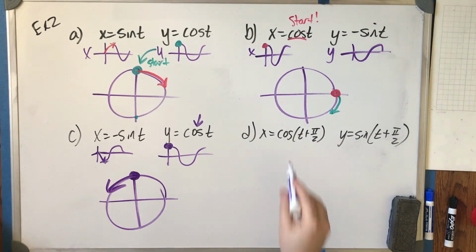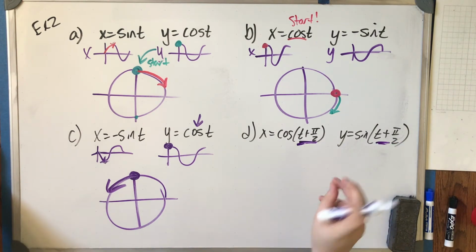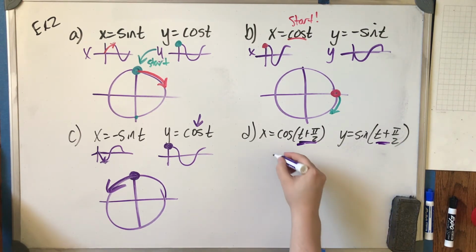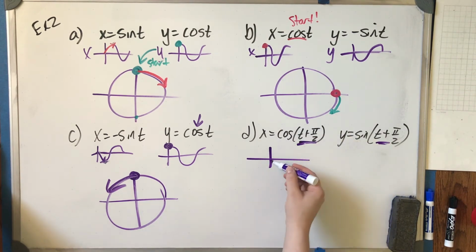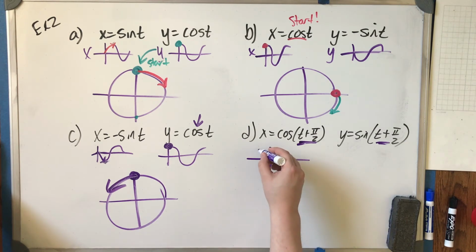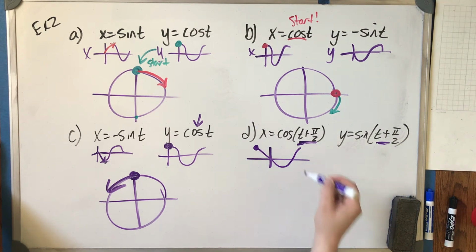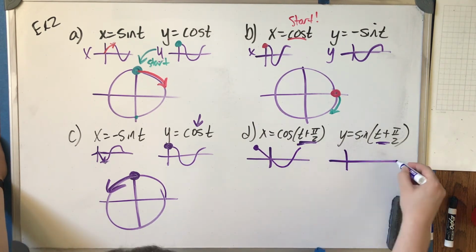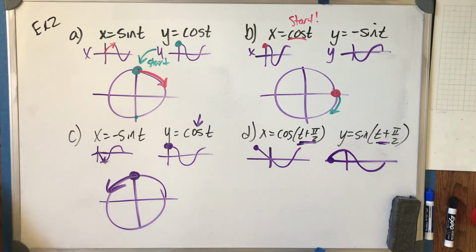These guys are a little bit trickier to figure out, to be honest with you. We don't do them super often with this addition in here, but let's just do a quick sketch of it. This pi over 2 means that I'm shifting the graph over to the left pi over 2. So when I do that, my first point is going to be here, and then I'm going to come down and draw the cosine graph. Same thing for sine. It's going to start at 0 here and then draw its sine graph.